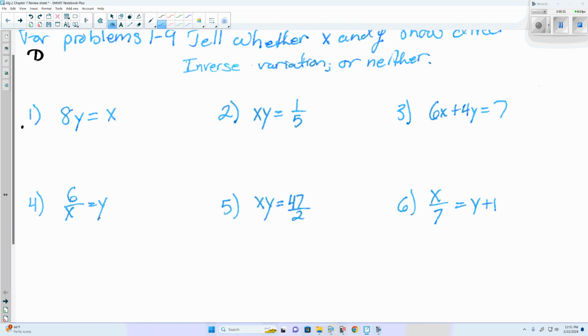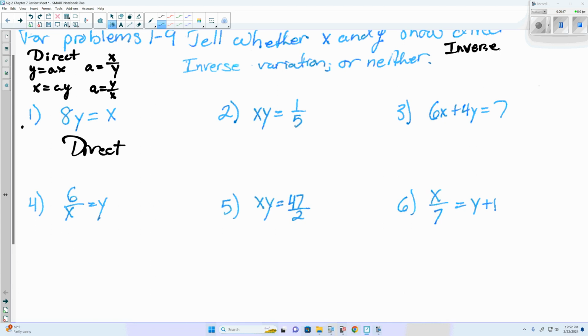But we're looking at direct and inverse variation. Now, our versions of direct are y equals a times x, or x is equal to a times y. Or we have that a is equal to x over y, or a is equal to y over x. All of these are different versions of direct variation.